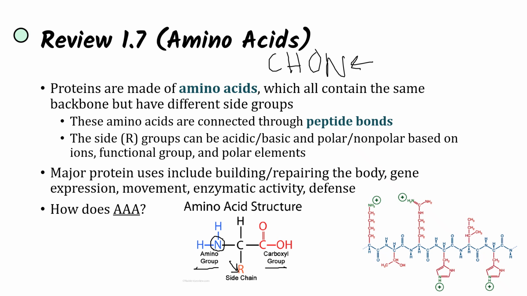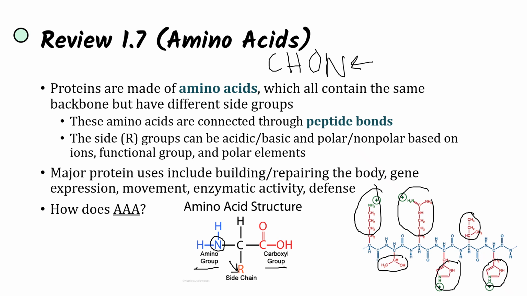And how does appearance affect activity? A change in the structure is going to affect the shape of the protein, which could affect the function. So if we look over here on the right, we've got a bunch of different amino acids connected to each other. We can see all of these side chains protruding, and each one has different properties. All of this is going to contribute to the final shape of the protein, which is then going to determine what it can do.